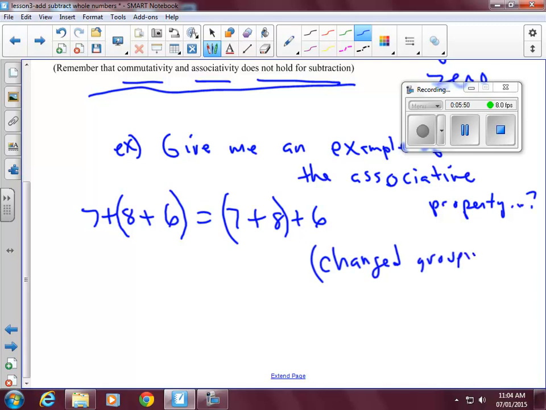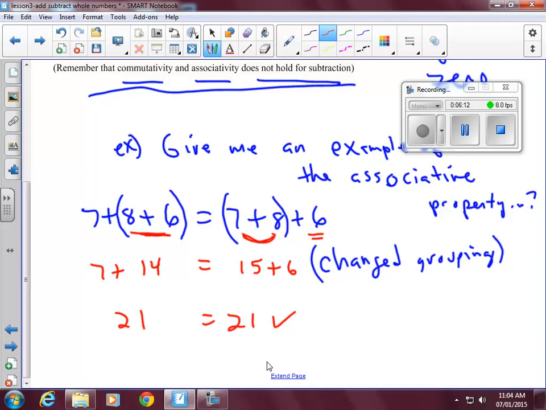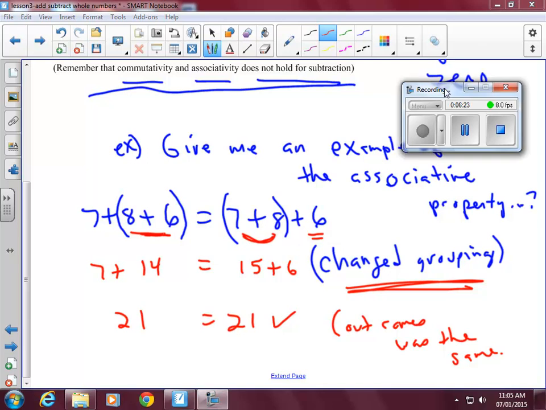And that changing the grouping does not affect the outcome, right? So here, 8 plus 6 is 14, but 7 plus 14 would lead you to 21, right? Try here. 7 plus 8 would lead you to 15, but hey, 15 plus 6 then will still lead you to 21. So we changed the grouping and the outcome was the same. So you could get creative on an exam and give me lots of examples of the associative property that it holds true.